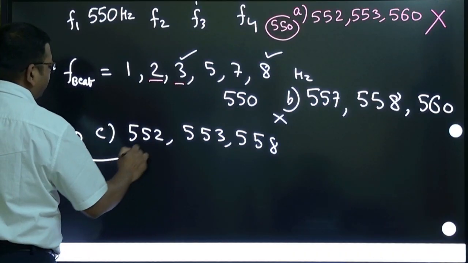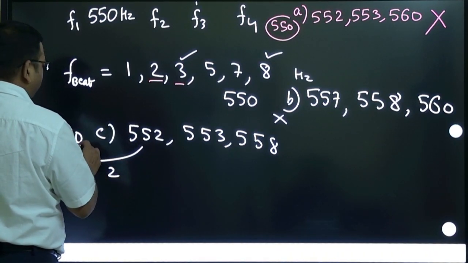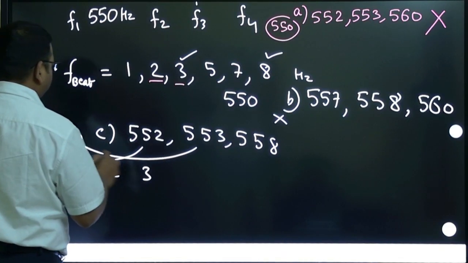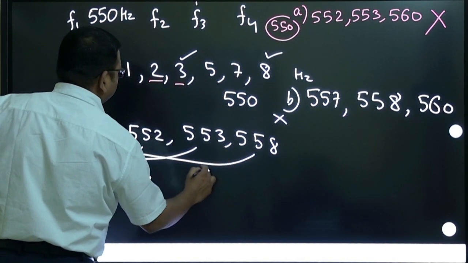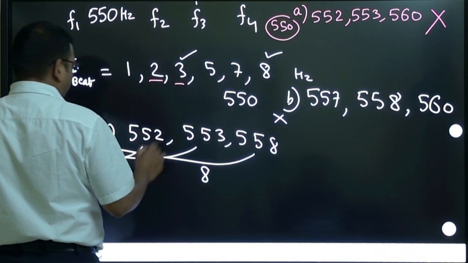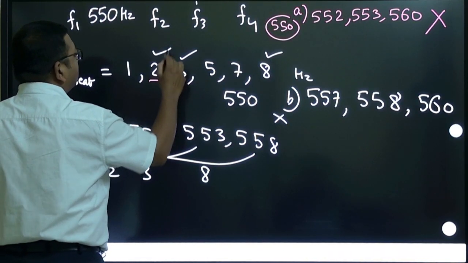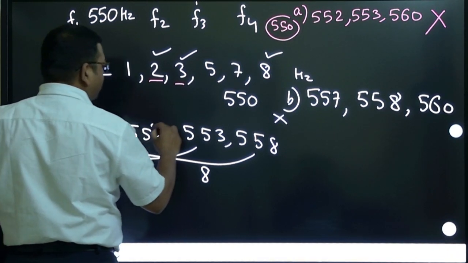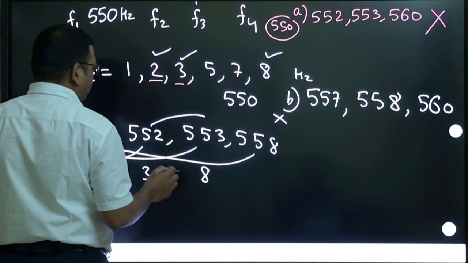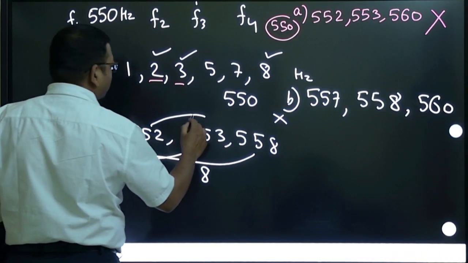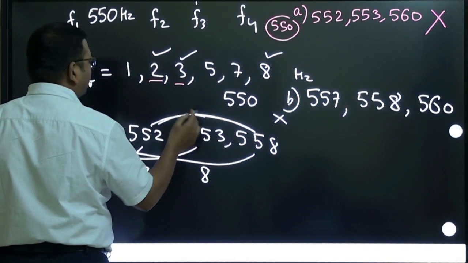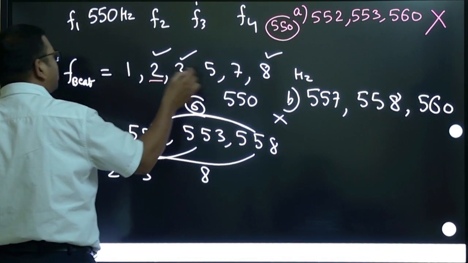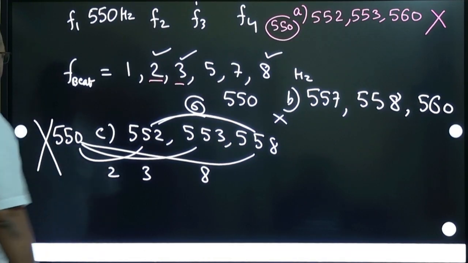2 is possible from here. Then 3 is possible. 8 is possible. So we are getting 2, 3, 8, right? What about 5? 5 is possible? No. 6 is coming now. 6 is coming here. See, 5 is not coming. 6 is not there. So leave this option. This is also not clear.